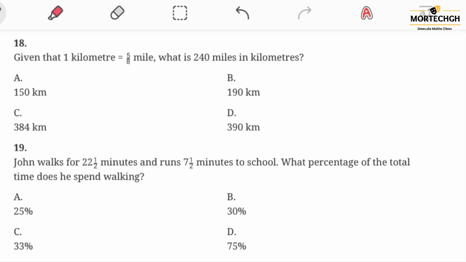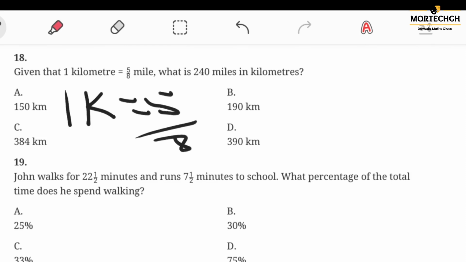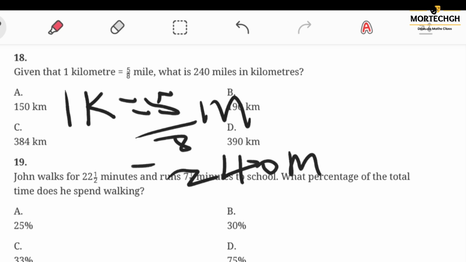Question 18. Given that 1 kilometer is equal to 5 over 8 miles, what is 240 miles in kilometers? Equate them. 1 kilometer is equal to 5 over 8 miles. So 240 miles is equal to what? So you don't know the value, so let's put x, then you cross multiply.